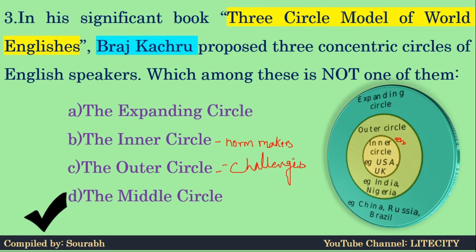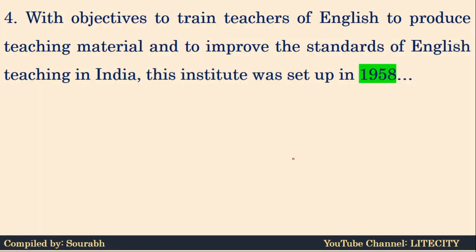And the last one is the expanding circle. In the expanding circle, the speakers have to follow the rules established by the inner circle and developed by the outer circle. It is because they have not been colonies of the British, so they are just introduced to English, and they use it only as a business language, as a passport to the world. So China, Russia, Brazil, such countries are in the expanding circle. Please focus on this point because it is very important for the upcoming exam.